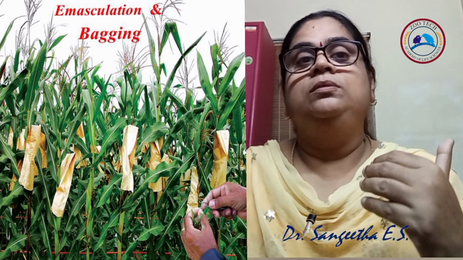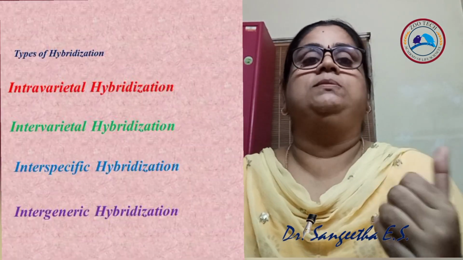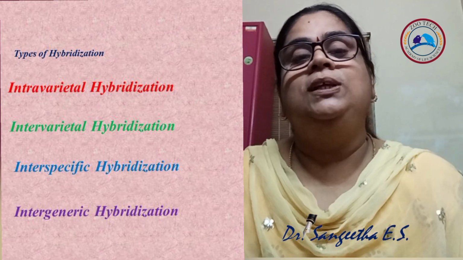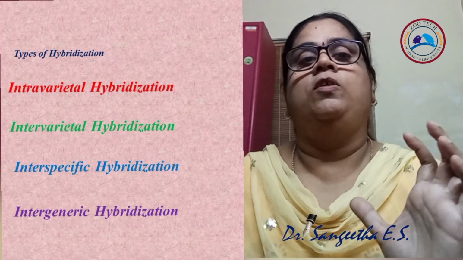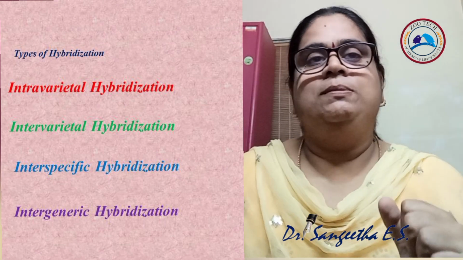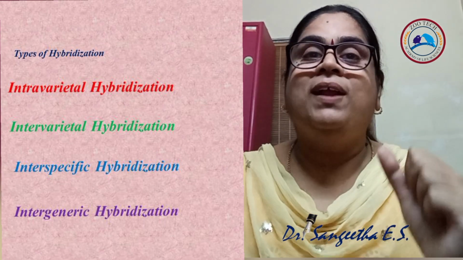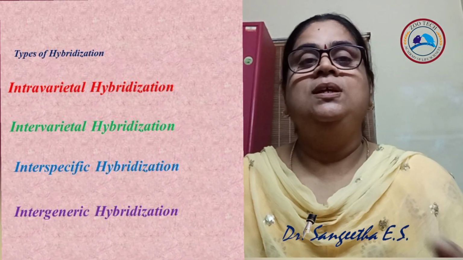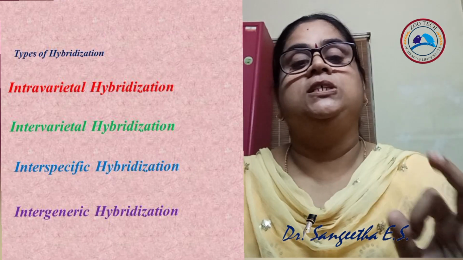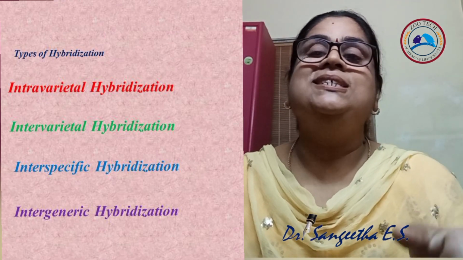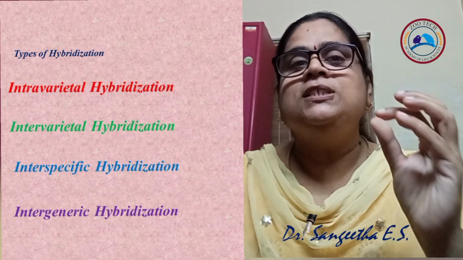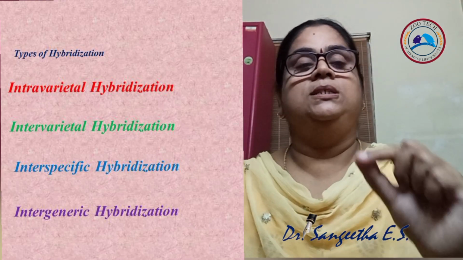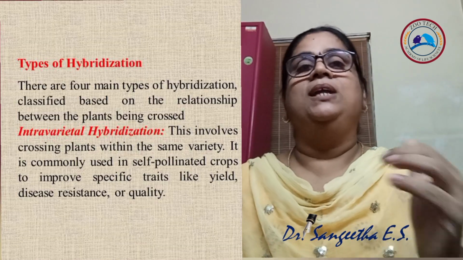Now we'll talk about the types of hybridization. We have four types of hybridization, based on the relationship between the plants being crossed. What are the four types? The first is intravarietal hybridization, then intervarietal hybridization, interspecific hybridization, and lastly intergeneric hybridization. We'll start with a simple definition of intravarietal, intra, I-N-T-R-A.